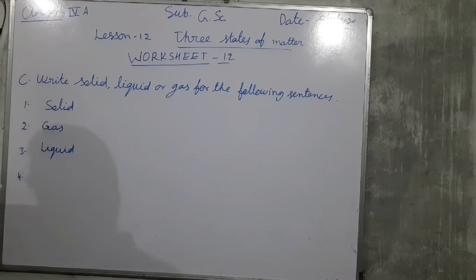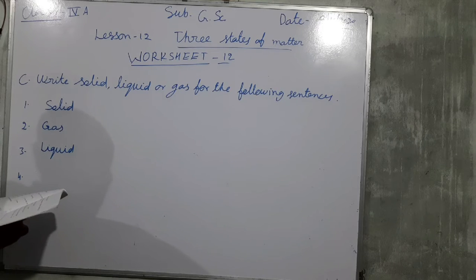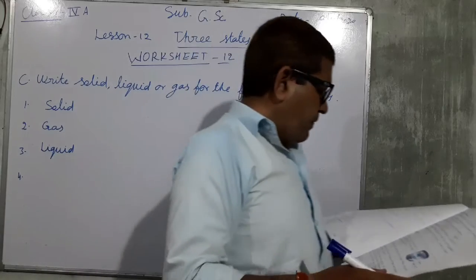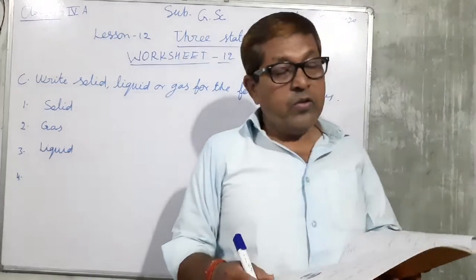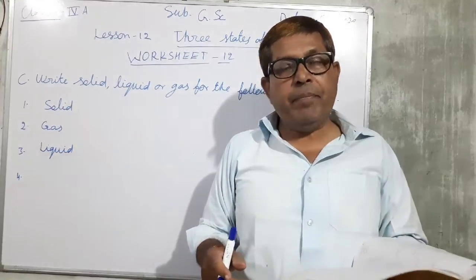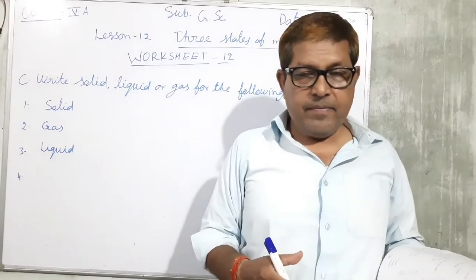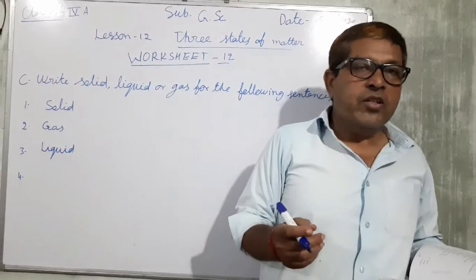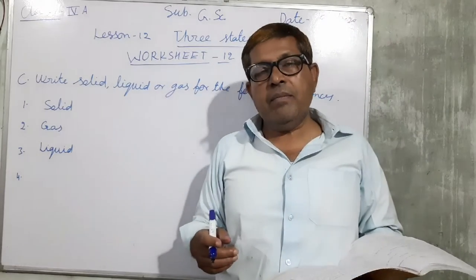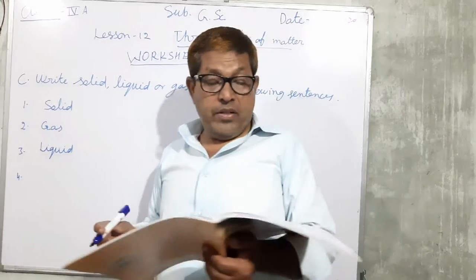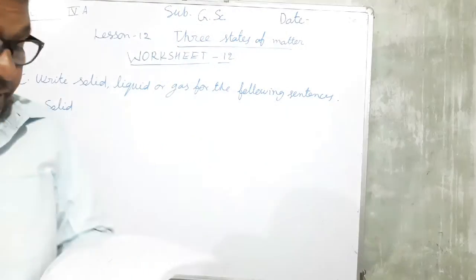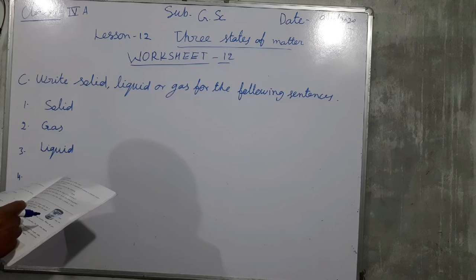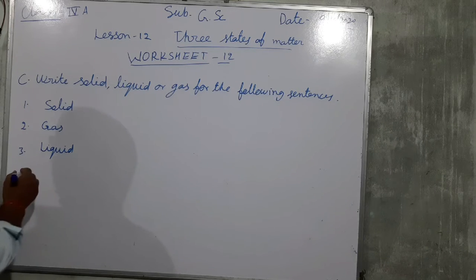And fourth, have different shape and different volume, as the table and chair. So this is the property of solid. Solids have different shape and different volume. So here you have to fill in solid.